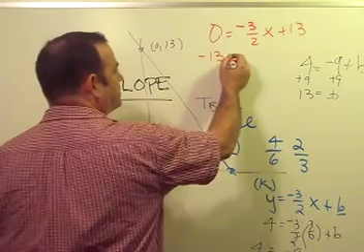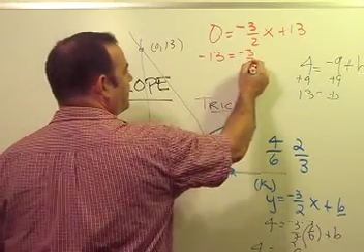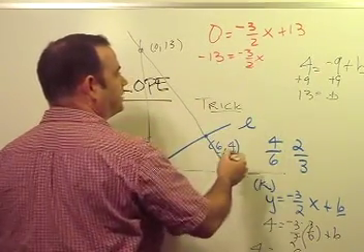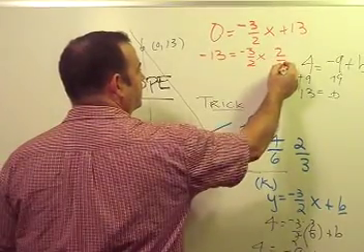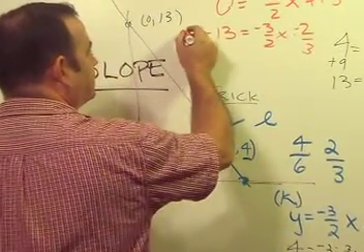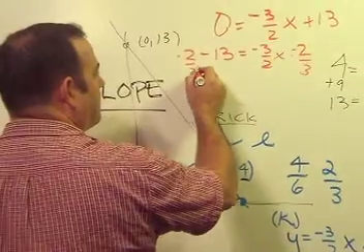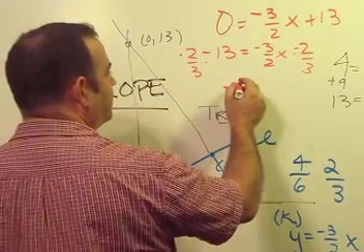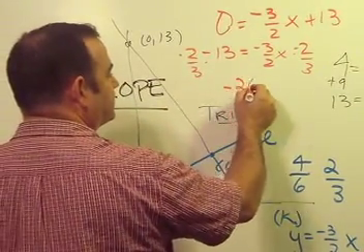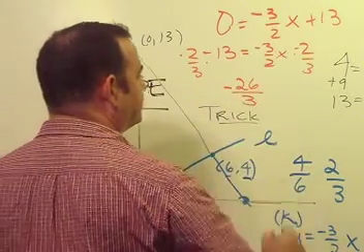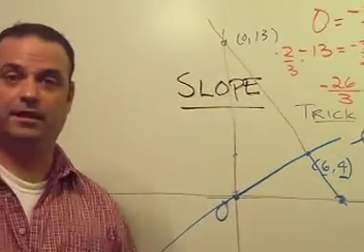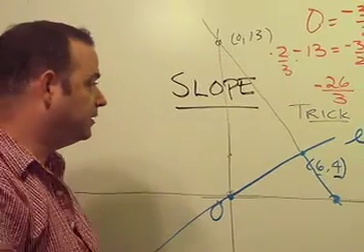Subtract 13 from both sides. We get negative 3/2 x is equal to negative 13. Multiply by negative 2/3 to both sides. And we have 26 over 3. That's a pretty ugly answer, but it's the right one.